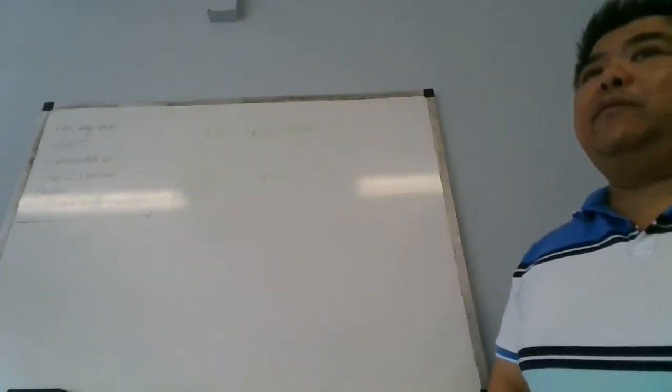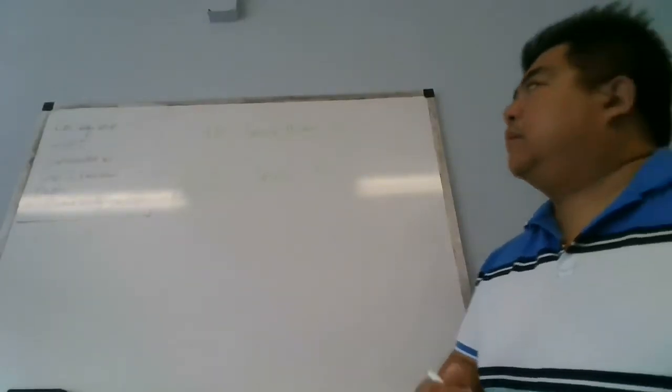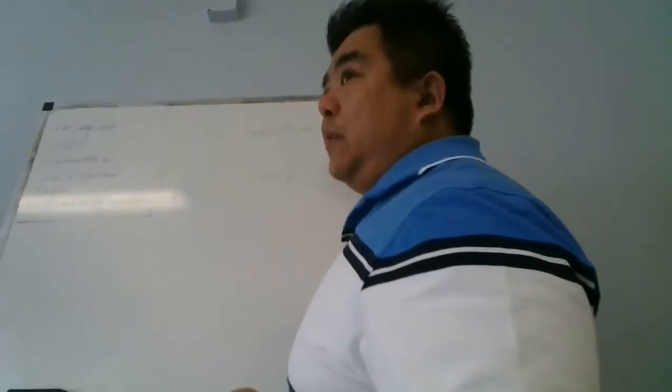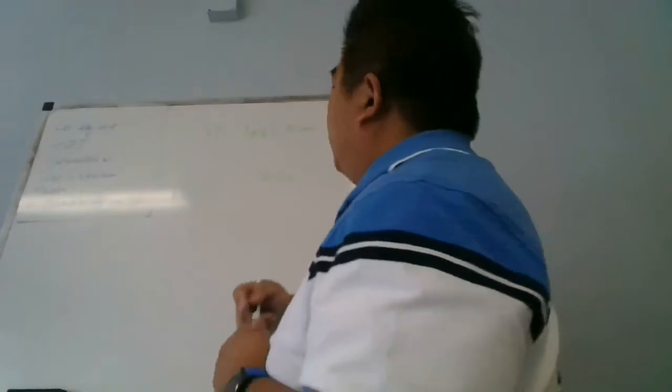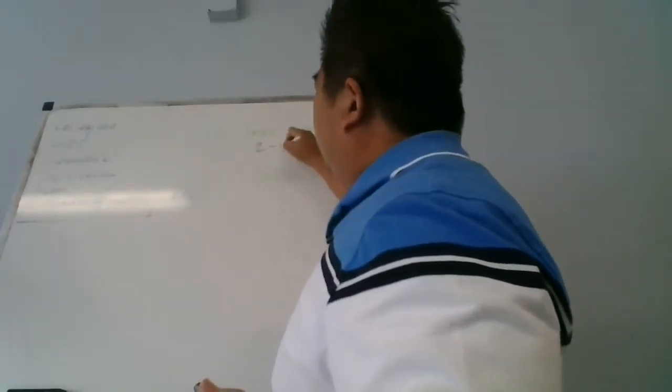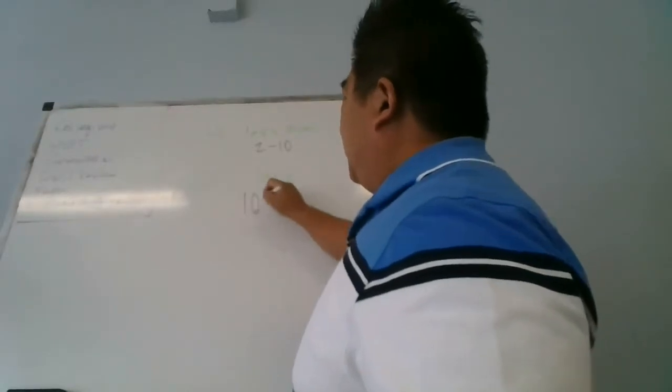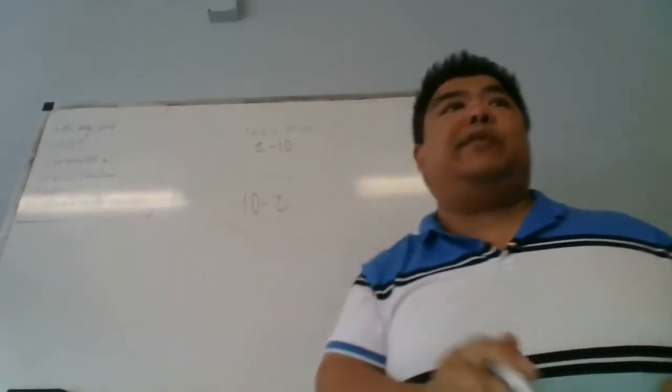Which one's which? The first one is 2 minus 10, 10 less than 2. So this is 2 minus 10. And then this one here? 10 minus 2. Right. Does everyone see the difference?